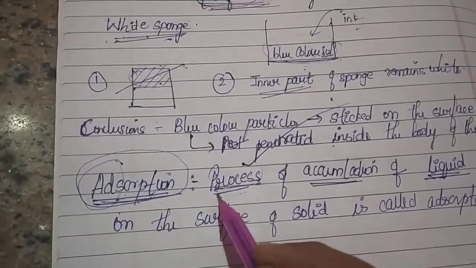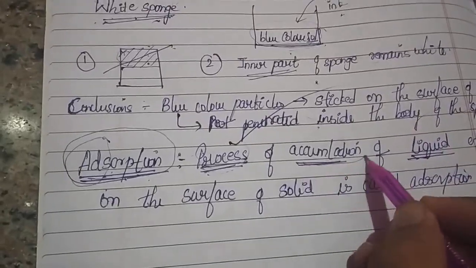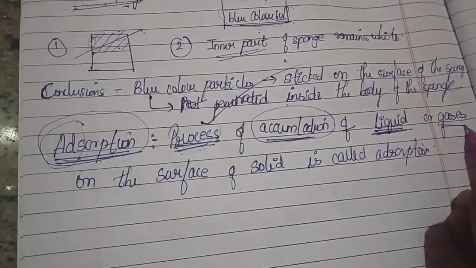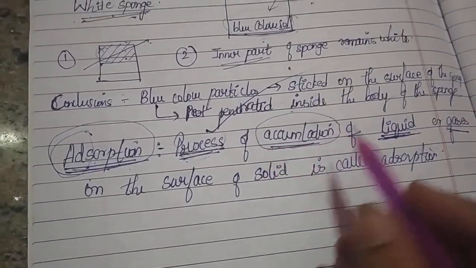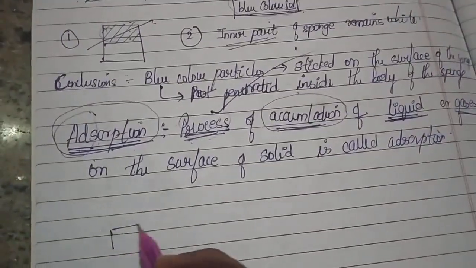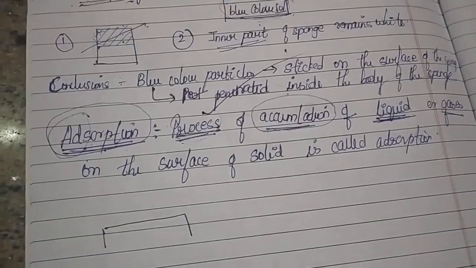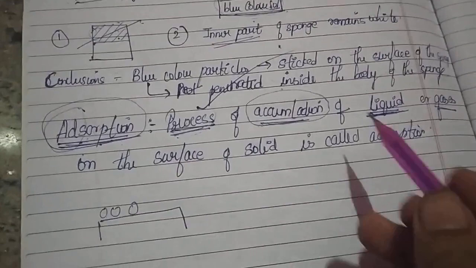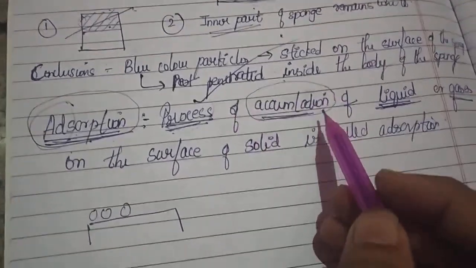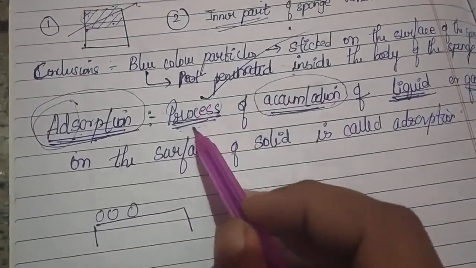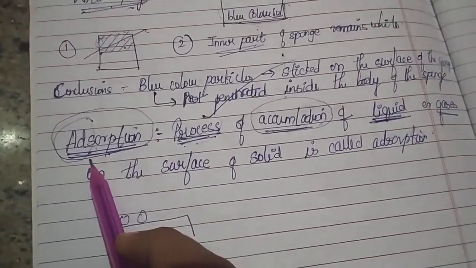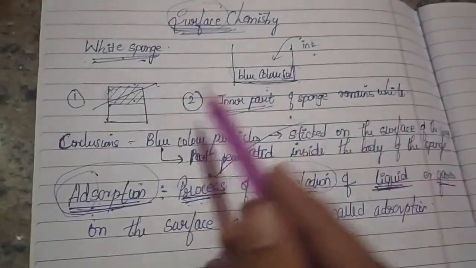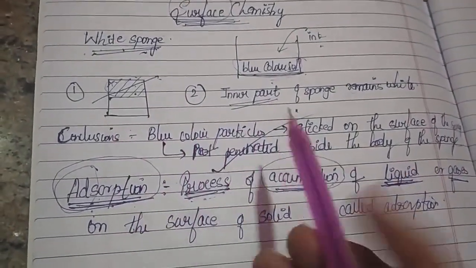Adsorption is a process of accumulation of liquid or gases. So what happens is, on some solid surface, liquid or gas molecules come and accumulate. That process will be called as what? Your adsorption.